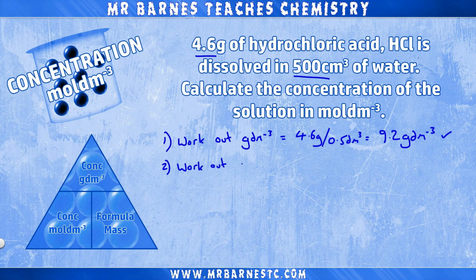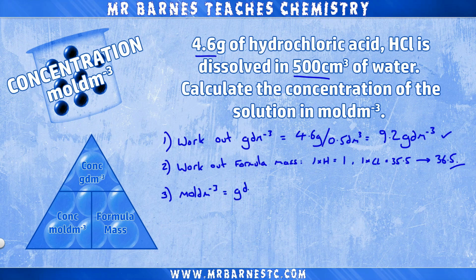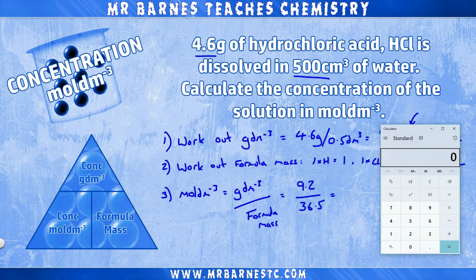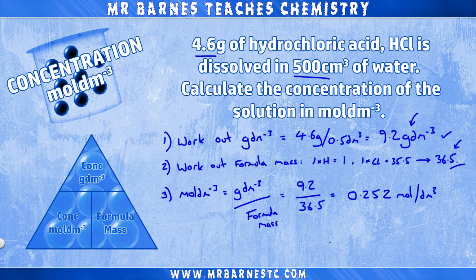The next step is to work out the formula mass. We have one hydrogen with an atomic mass of 1 and one chlorine with an atomic mass of 35.5, so my formula mass for HCl is 36.5. So now all I need to do is convert from grams per decimeter cubed to moles per decimeter cubed, which is grams per decimeter cubed, which we worked out as 9.2, divided by formula mass, which is 36.5, giving me an answer of 0.252 moles per decimeter cubed.